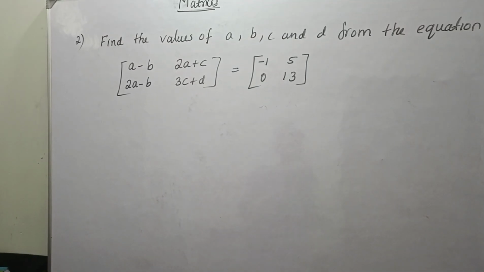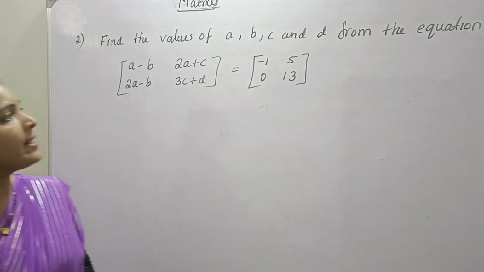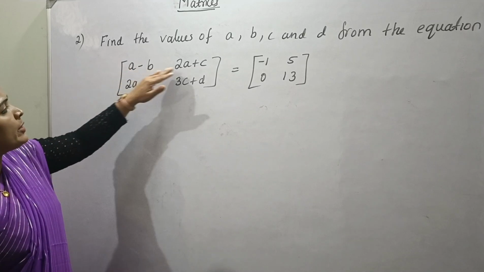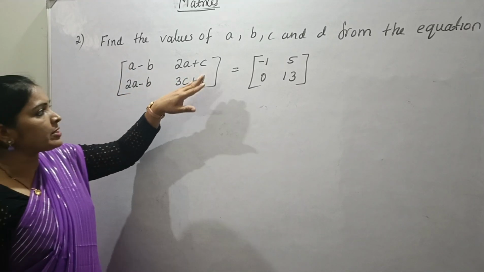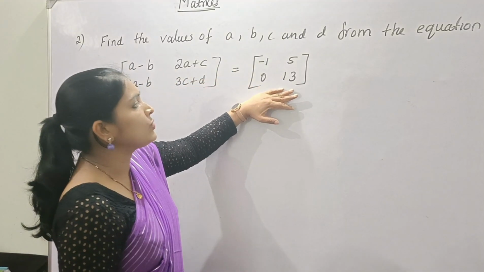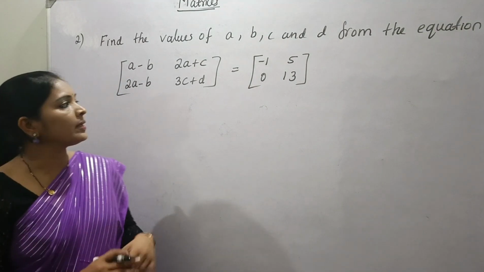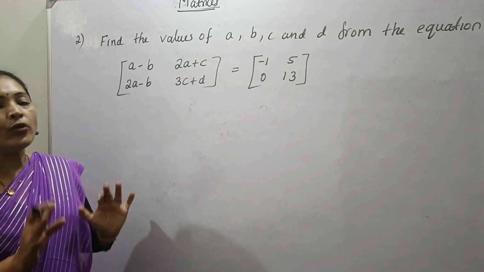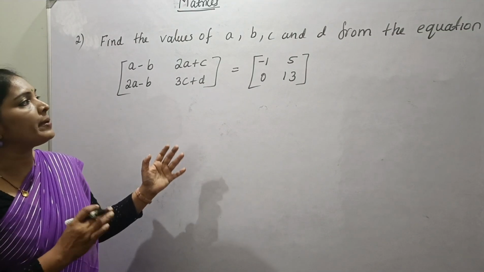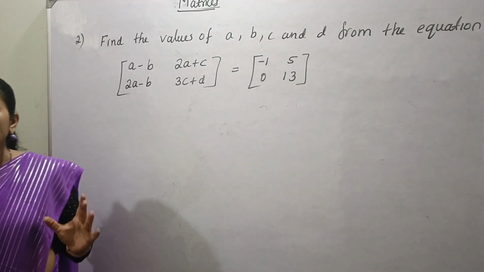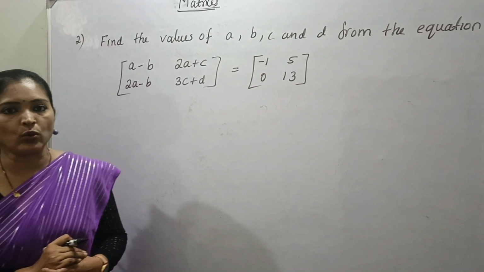Look at the next example. Find the values of A, B, C and D from the equation: matrix [A minus B, 2A plus C, 2A minus B, 3C plus D] is equal to matrix [minus 1, 5, 0, 13]. Here, given that two matrices are equal, we have to find the unknown values, that is, the values of A, B, C and D. And we know that if two matrices are equal, then their corresponding elements are equal, right?